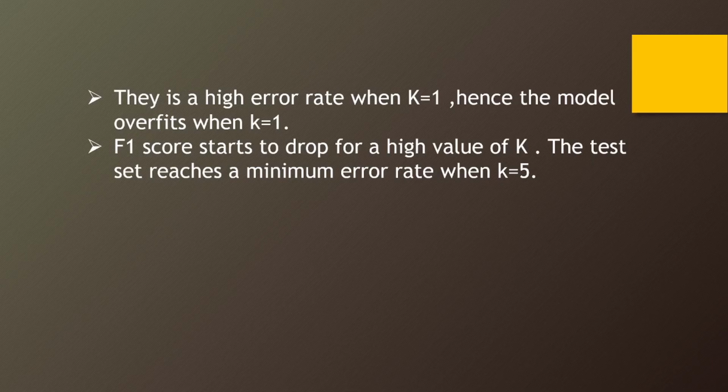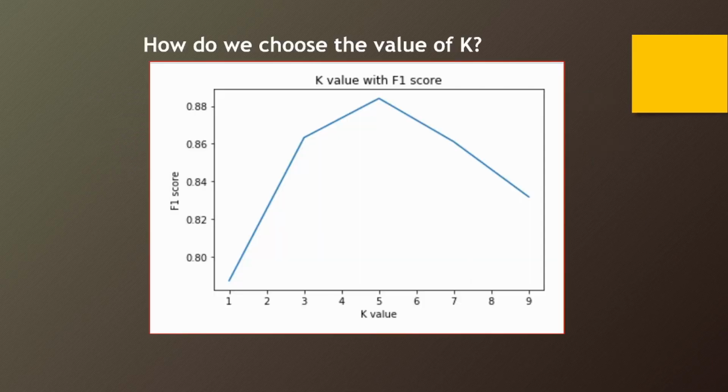Let's take a look at this graph. This graph is the graph of the f1 score against the k value. As you can see, when k is equal to 1, the f1 score is low, or the accuracy is low. But we can also see that when k is equal to 5, the accuracy is higher. So when k is equal to 5, our model is more accurate.